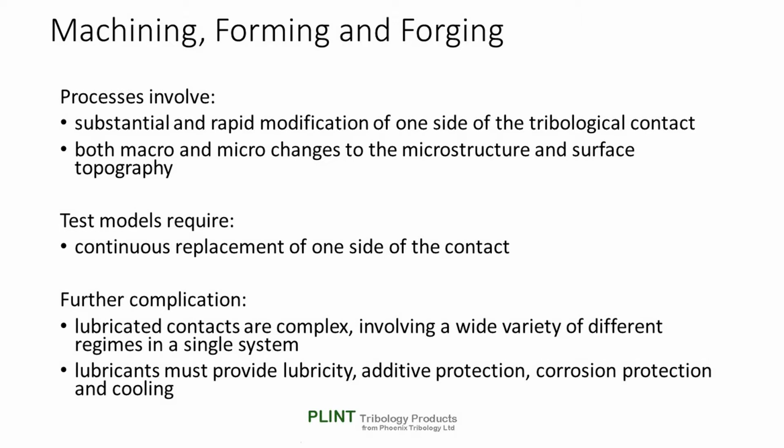of material, machining, or plastic deformation of the material, as in forming and forging. All processes involve both macro and micro changes to the microstructure and surface topography. This results in significant variation in the friction coefficient during the process. An adequate model requires continuous replacement of one side of the contact. Most conventional tribometers involve continuous sliding on the same wear track, thus rendering them inadequate as effective models for machining, forming, or forging processes.